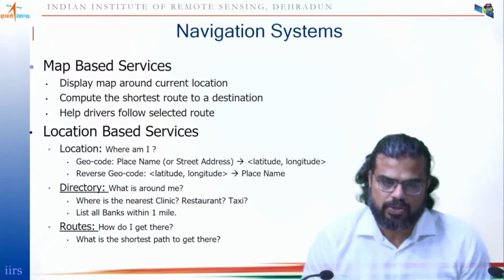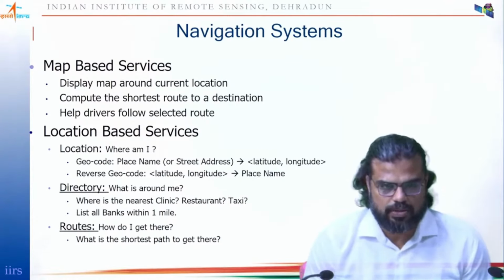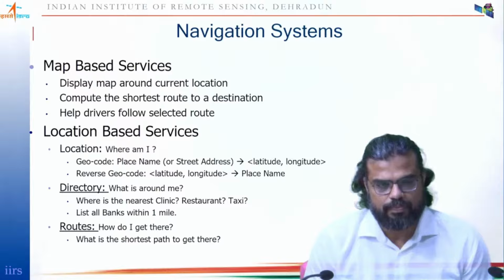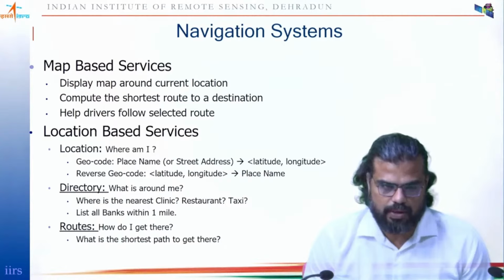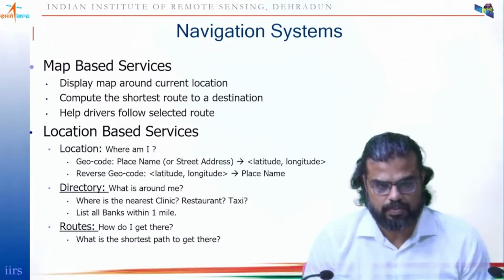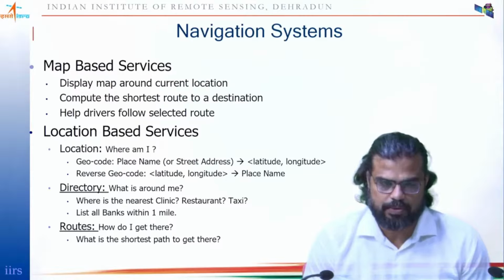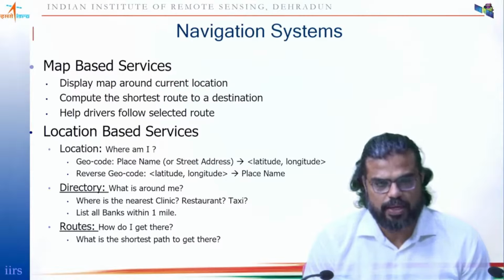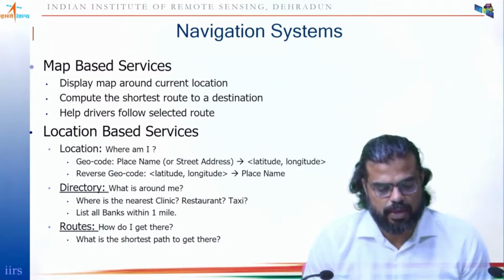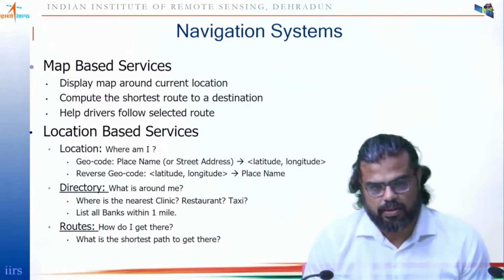The other navigation service is generally called location. If you just want to know where you are currently, you get a latitude and longitude computed using your mobile device, and that latitude and longitude can be placed on already georeferenced maps, so that you can come to know where you are. So that's one system which you can use as a map service.